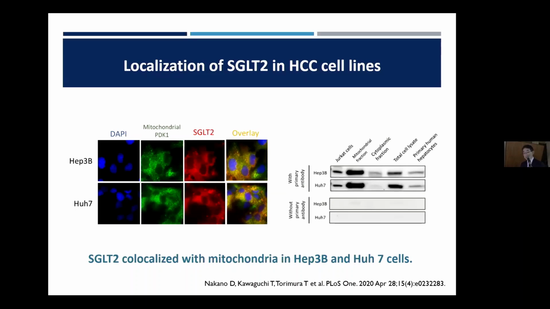Then we investigated the localization of SGLT2 in HCC cells and found that SGLT2 co-localized with the mitochondrial marker. In the study, we colored SGLT2 red and mitochondria green, so in the overlay image, you can see yellow dots here. That means the co-localization of green and red equals yellow. A similar finding was also seen in the cell fraction examination. In the mitochondrial fraction, there is a very strong expression of SGLT2 in Hep3B and Huh7 cells, but weak expression in the cytoplasm. So these data indicate that SGLT2 is localized in the mitochondria in HCC cells.